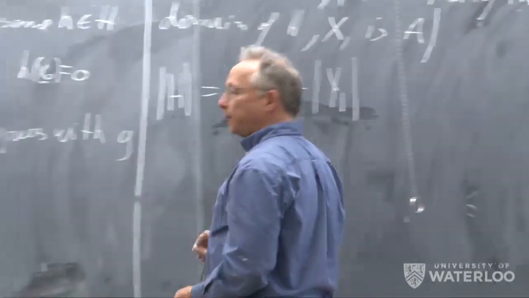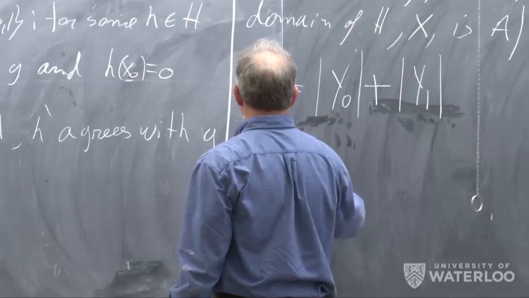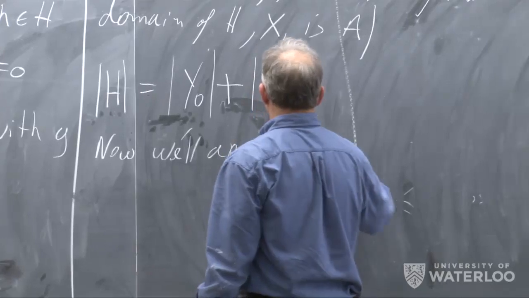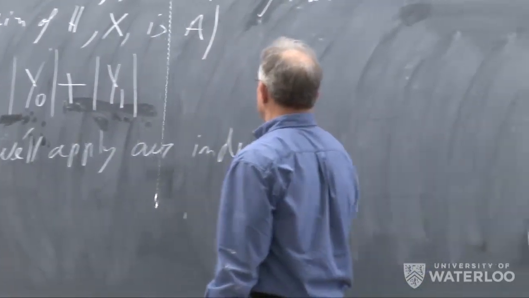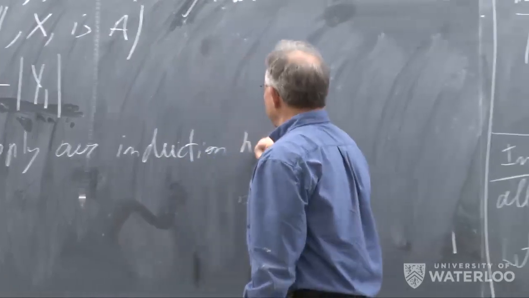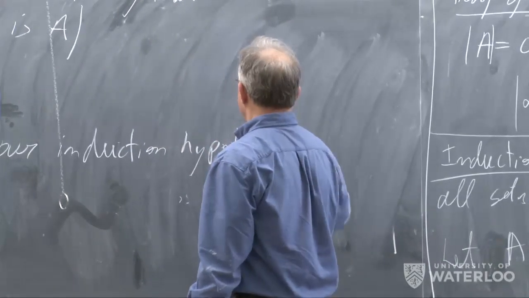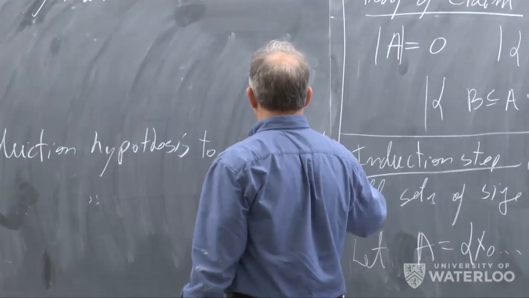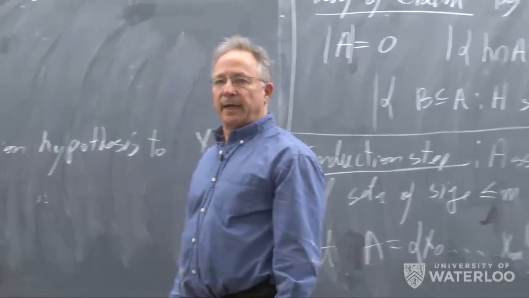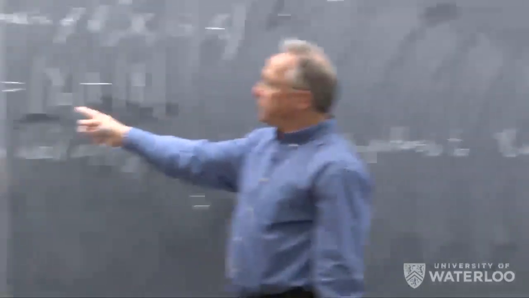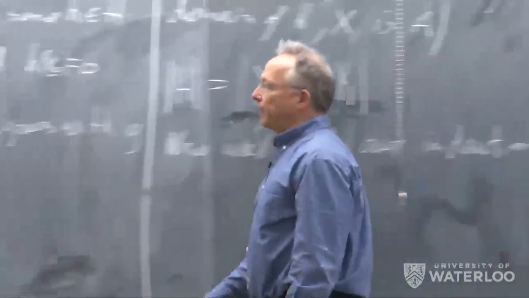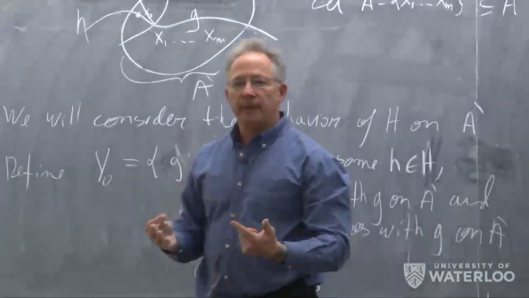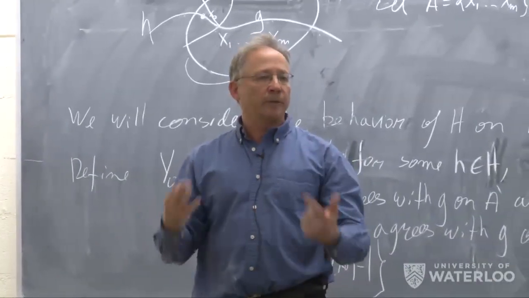Okay, so now we will apply our induction hypothesis to those Y0 and Y1. And why can I apply the induction hypothesis? Because note that both Y0 and Y1 are functions over A prime. And A prime is of size M. And by induction hypothesis, I know everything about size M.